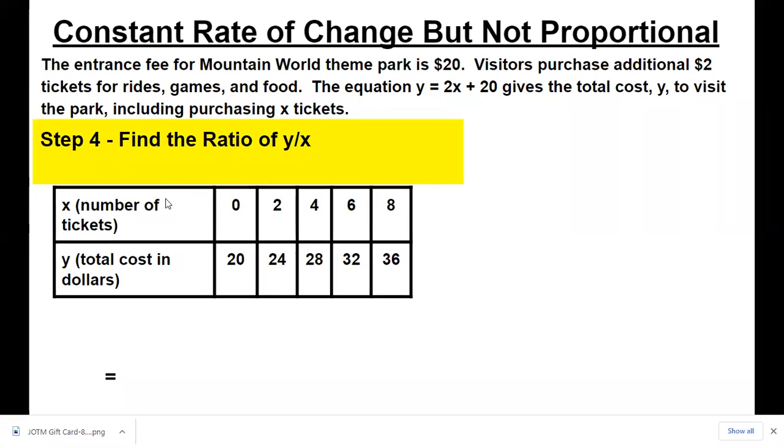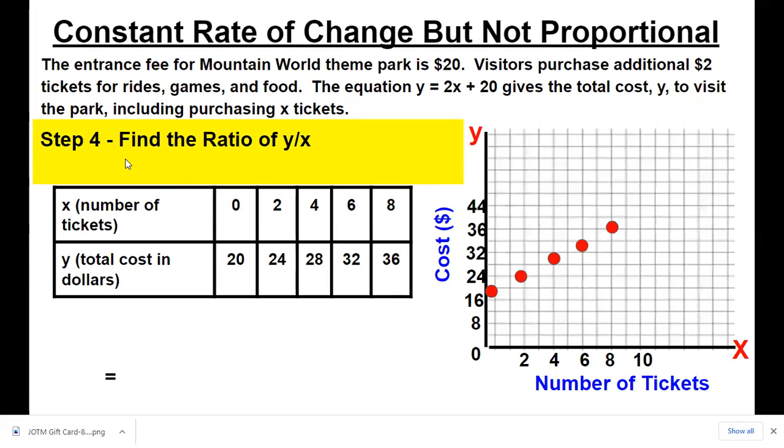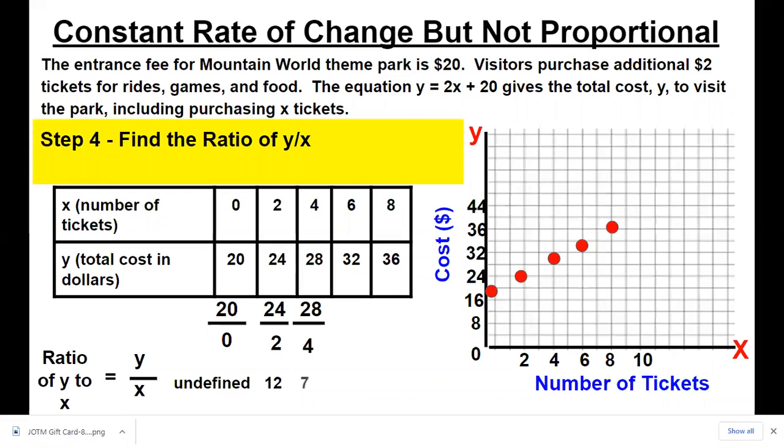So let's put our table back up there again, and let's do y divided by x. So we're going to do 20 divided by 0, 24 divided by 2, 28 divided by 4, 32 divided by 6, and 36 divided by 8. Let's try that. Here's our graph again. So ratio of y to x. Well, 20 divided by 0 cannot be done, right? That's undefined. You can never divide by 0. 24 divided by 2, that's going to be 12. 28 divided by 4 is going to be 7. 32 divided by 6 is going to be 5.3. And 36 divided by 8 is going to be 4.5.